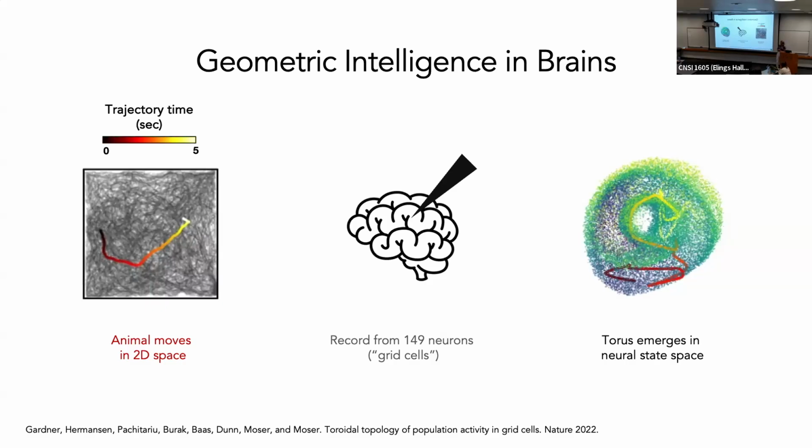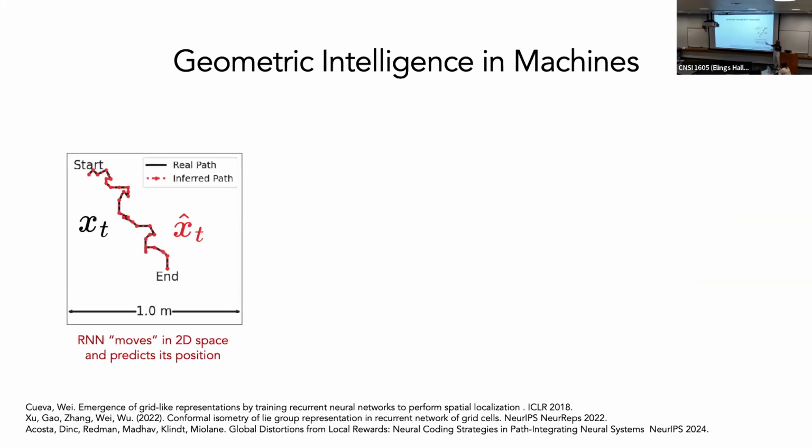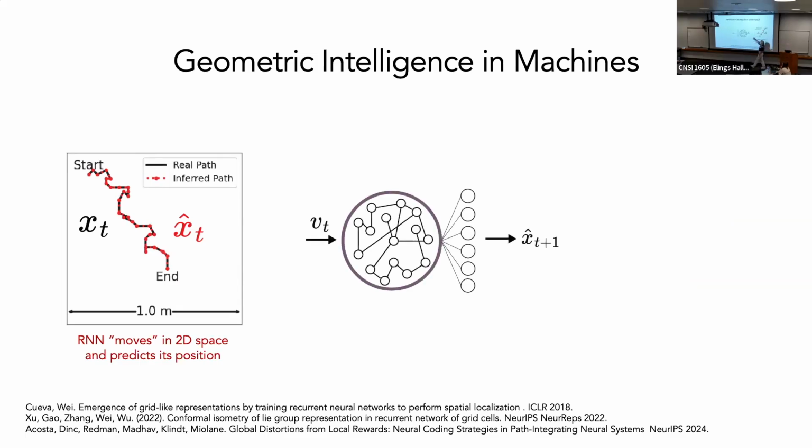If there is something optimal about that, then maybe AI will converge to the same strategy. You know, brains and evolution of brains has converged to encoding 2D space with a torus. If we train a neural network, would we see the same thing emerging? So let's do it. We and others have done it. So now you train a recurrent neural network to move in 2D space and to predict its own position. So you're sure that the RNN knows where it is. As input, you give it its velocity, and as output, you ask it to predict where it is in 2D space. So the same square, and you let it train.